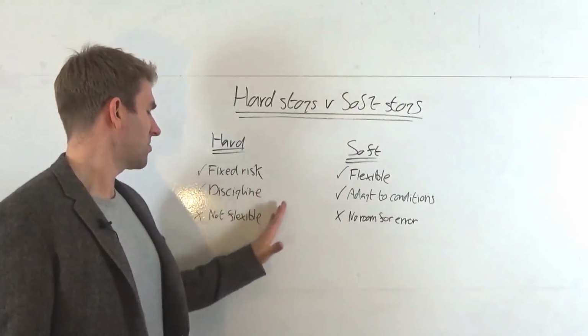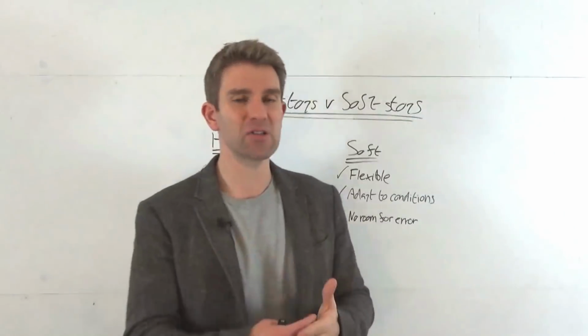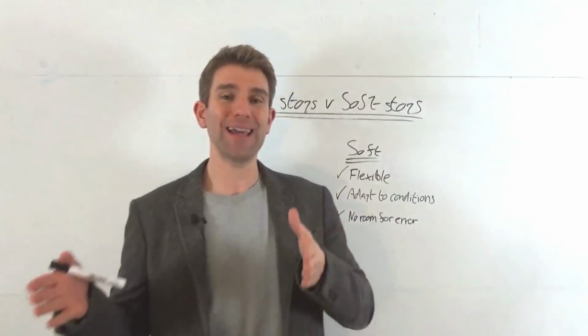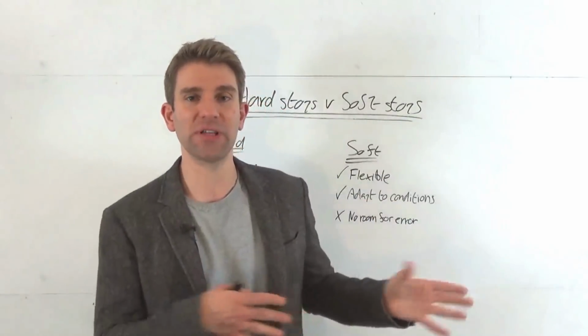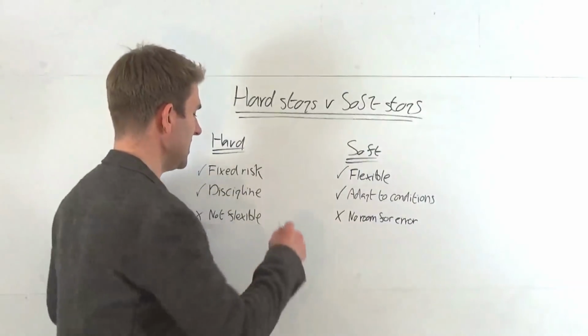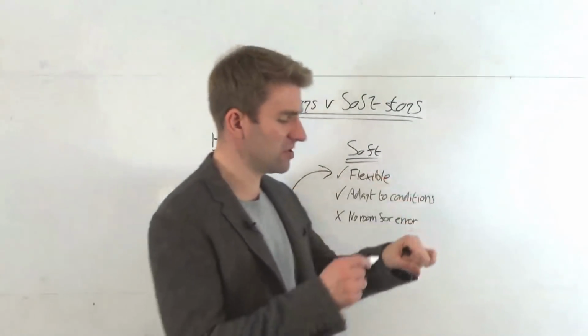The other thing as well, the hard stop is it's not flexible. In other words, once that stop's in, yes, you can cancel it and adjust it, of course you can, but once it's in, it's in. If the market gets to that level, you're out of position. That's it. Now, if we look at the soft stop, the disadvantage of the hard stop being not flexible is the advantage of the soft stop.